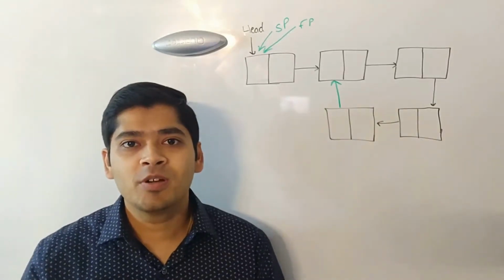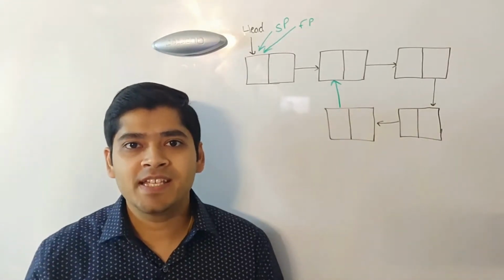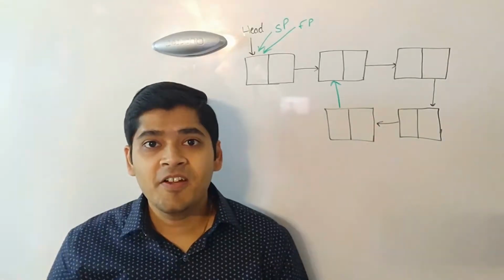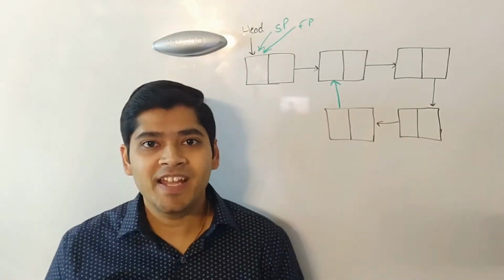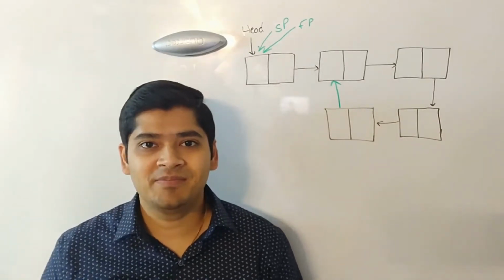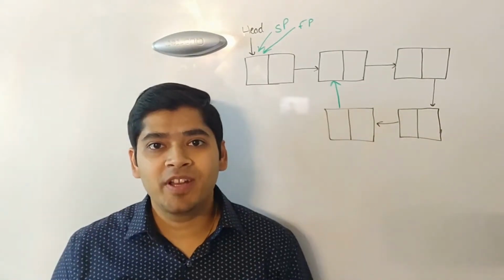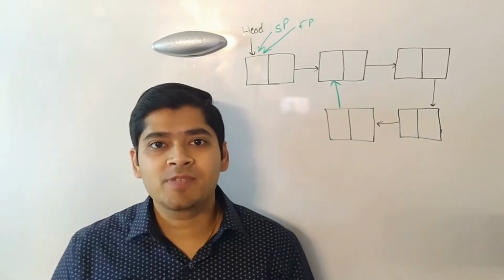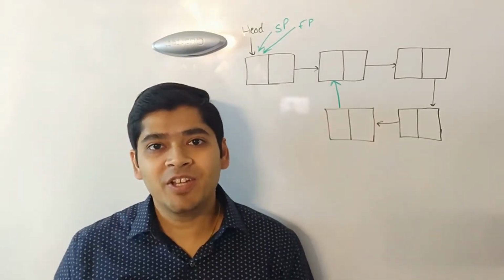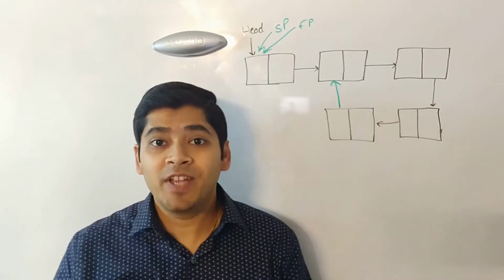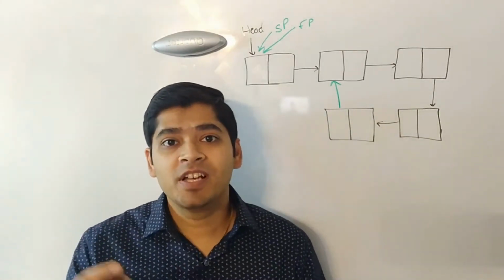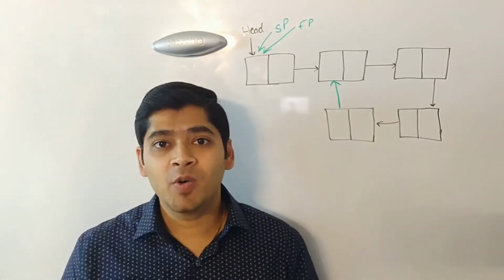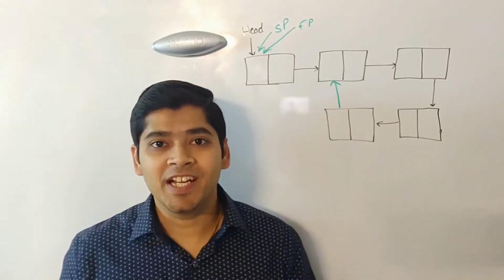The slow pointer moves at a regular speed, that is, one node at a time, whereas the fast pointer moves at double the speed, that is, two nodes at a time. If at any point the slow pointer and the fast pointer point to the same node, then we know that we have detected the loop. Whereas if the fast pointer reaches null, then we know that there is no loop in the linked list.